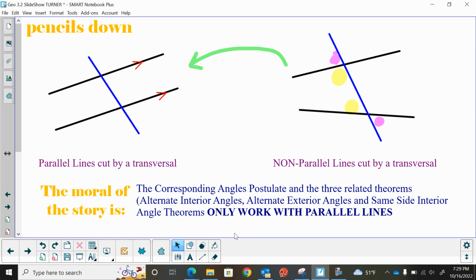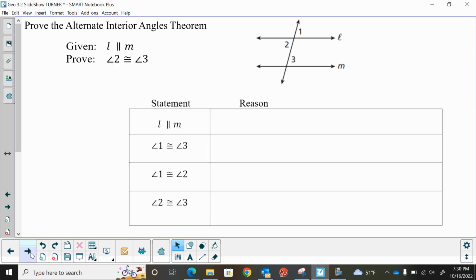Because a lot of times you'll be doing so many problems with parallel lines and setting things equal or adding them up to 180. And then if you throw in a diagram like this one on the right where there are no parallel lines, you might get a little tricked there and set something equal that's not. All right, let's move along.